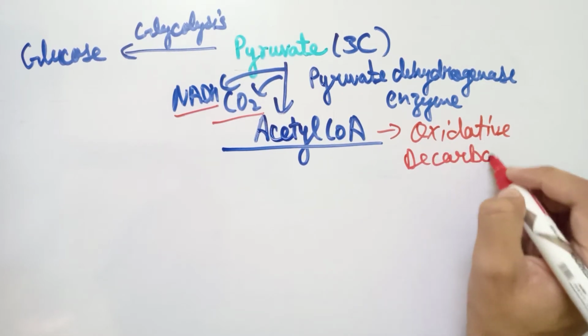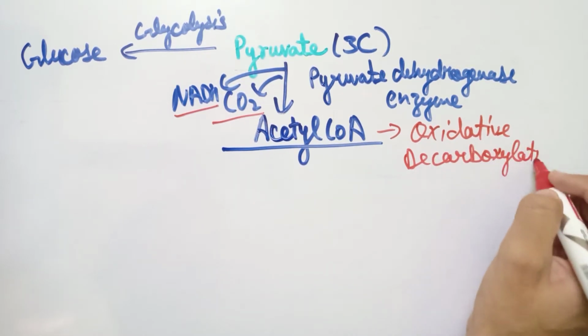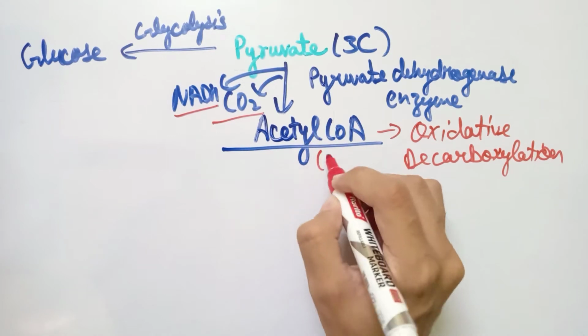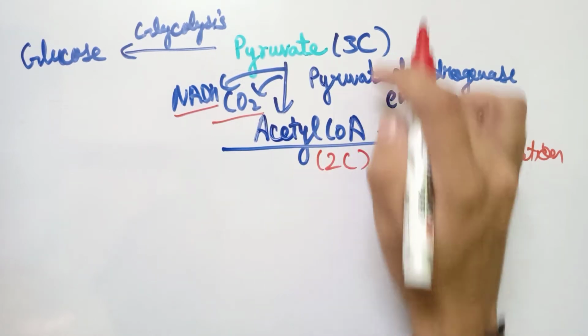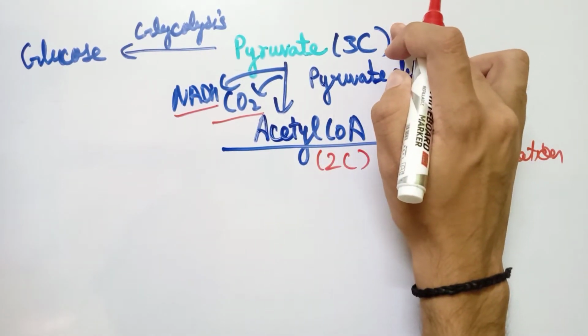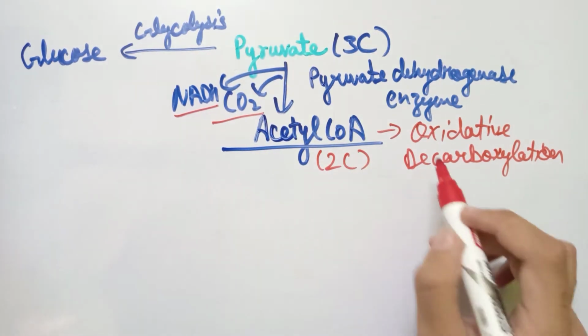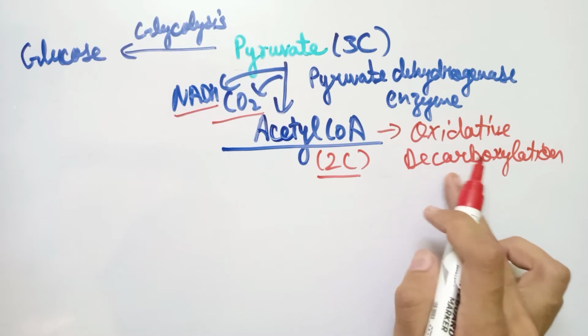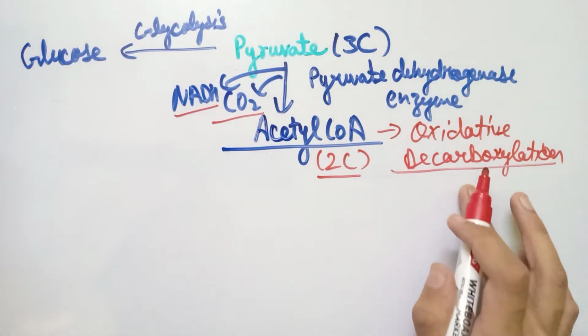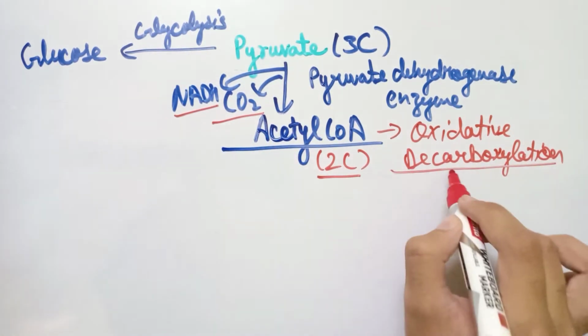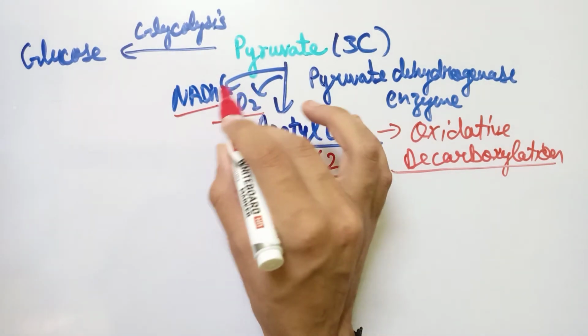It is known as decarboxylation because acetyl CoA is a 2-carbon compound. So from 3-carbon compound pyruvate, 2-carbon compound acetyl CoA is formed. So there is removal of carbon, and that is why this is known as decarboxylation. And this carbon is released in the form of CO2.